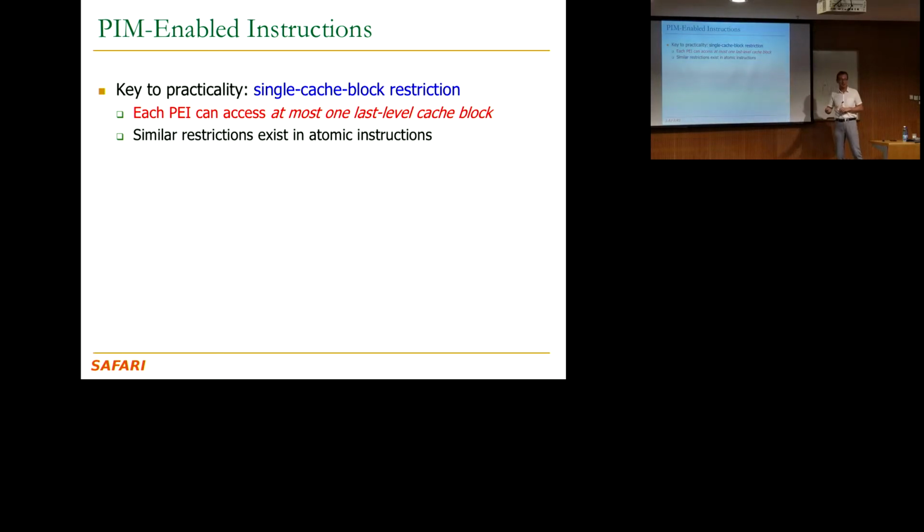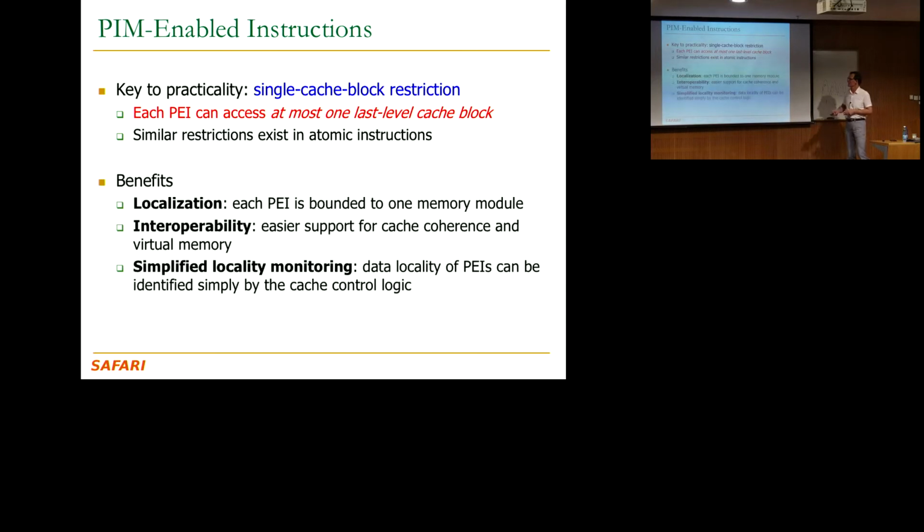Similar restrictions exist, actually, in existing atomic instructions. So this localizes each PIM-enabled instruction to one memory module. If you're doing cache block interleaving, this still works nicely. As we discussed earlier, even RowClone requires something else other than cache block interleaving. Basically, you have easier support for cache coherence and virtual memory, especially for cache coherence, because the granularity of that is cache block today. Simplified locality monitoring: you monitor the locality of a single cache block, and you can identify this in the cache also without a lot of extra logic.